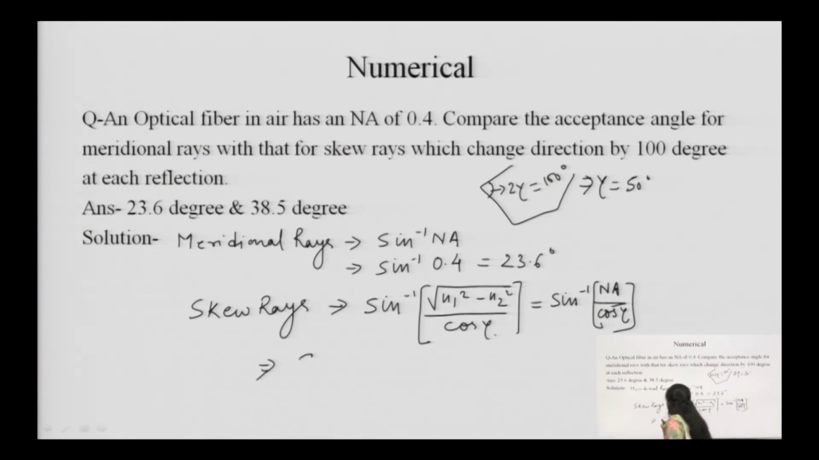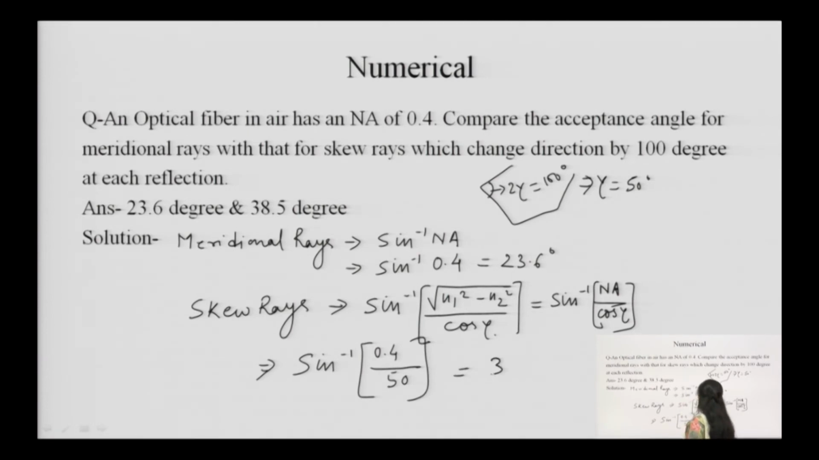So, sin inverse of Na upon, which is 0.4, gamma is 50. Now, this will be equal to 38.5 degree. So, we can easily say that the acceptance angle of a skew ray is higher than that of the meridional ray.